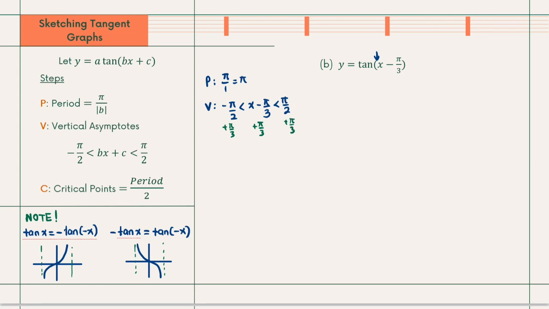Okay, so bila pluskan dengan pi over 3, so kita akan dapat negative pi over 2 plus pi over 3 adalah negative pi over 6 less than X less than 5 pi over 6. Okay. So, itu adalah kita punya location untuk vertical asymptote. Now, kita cari critical points dia. Period divided by 2. Okay. Now, let's sketch our function. Untuk one cycle sahaja.